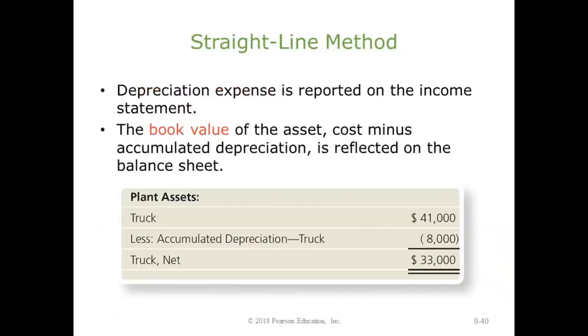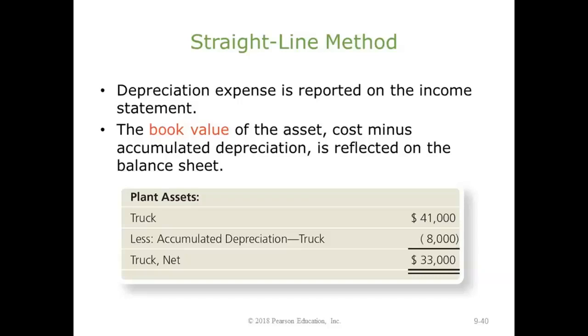Now, depreciation expense is always recorded on the income statement. And the other thing we're going to have to take a look at is the book value of the asset. So the book value of the asset is always the cost minus its accumulated depreciation. Now, the book value of the asset is always going to change every year. The cost of the asset will always stay the same, but the accumulated depreciation is always going to increase every year because of additional depreciation expense that's taken in that year. So again, accumulated depreciation is always going to increase.